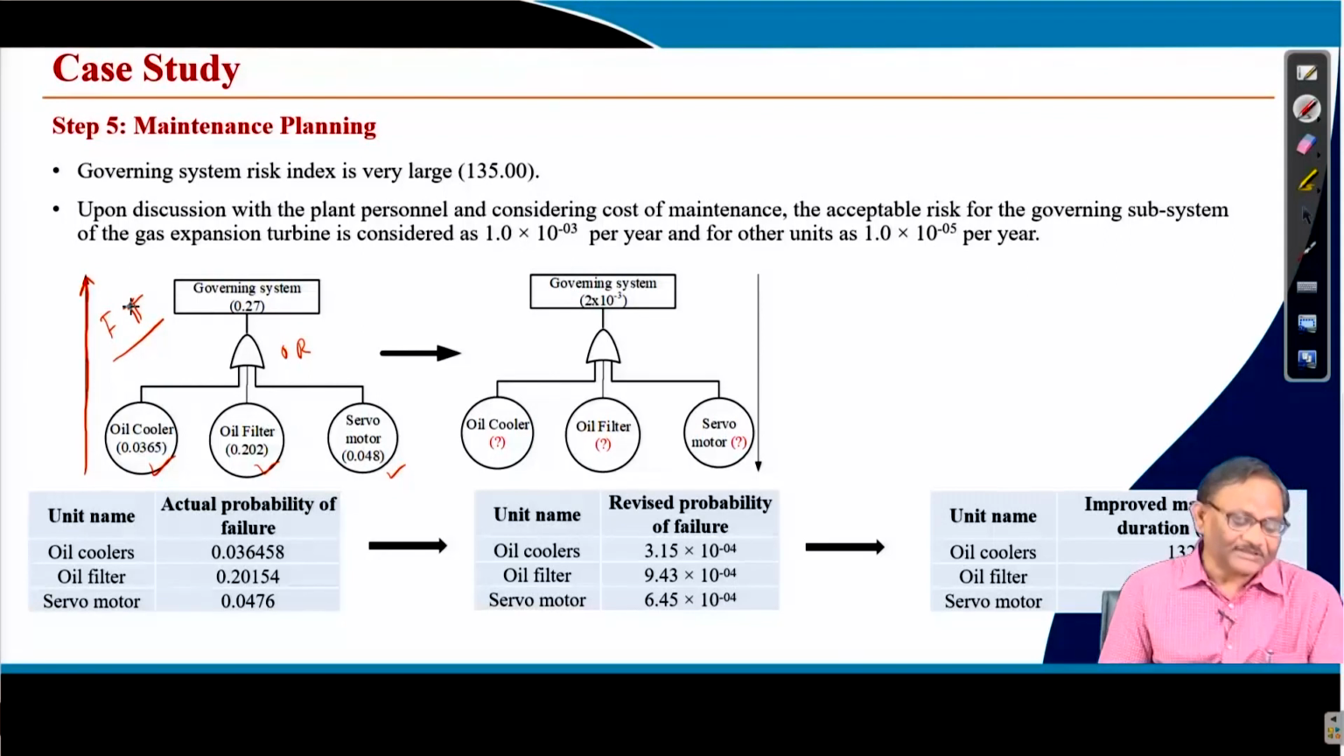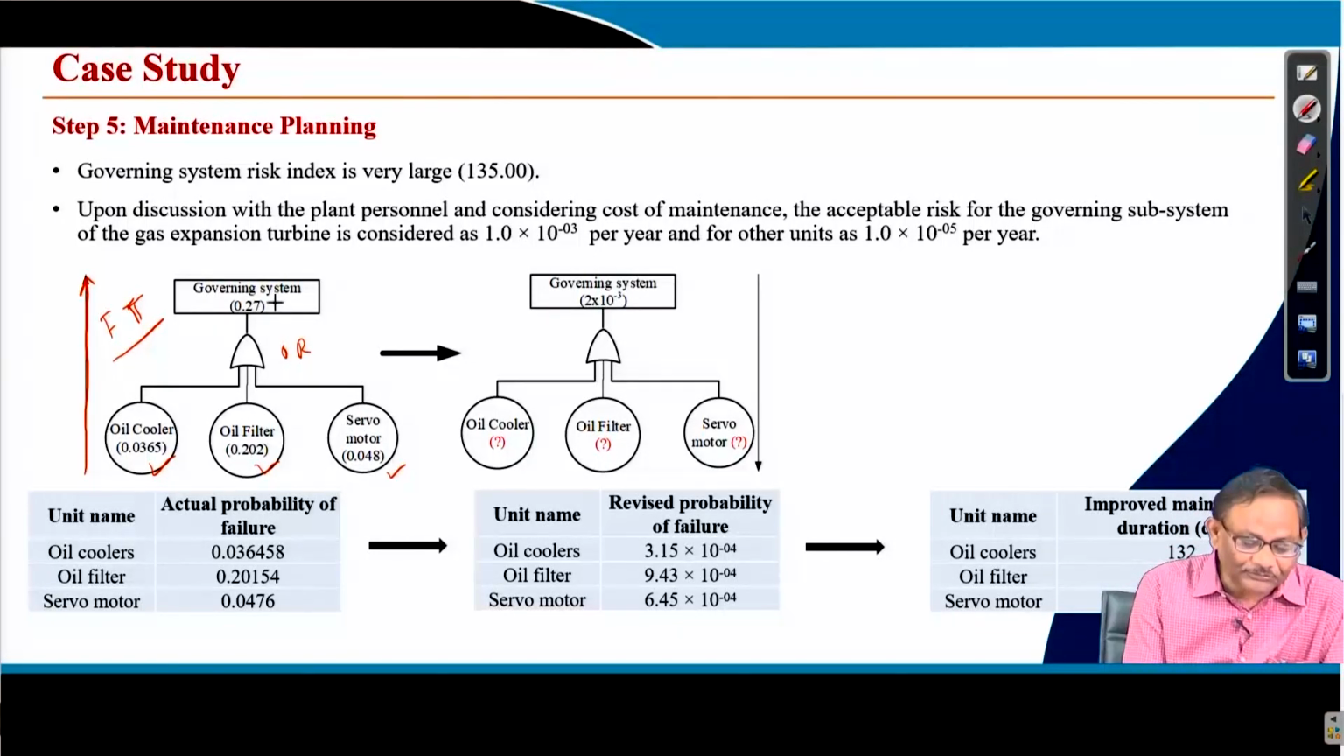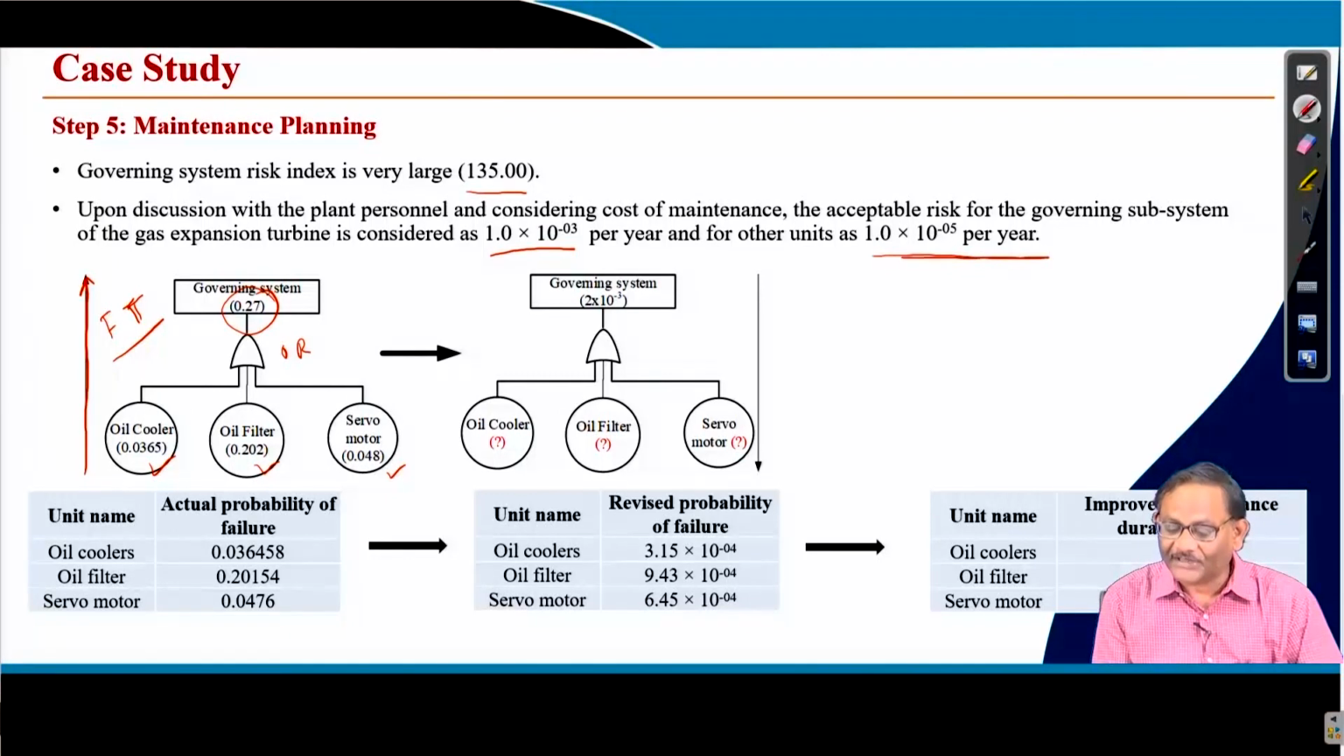In fact, I have not discussed here that we have created fault trees for other units also. Now you see that your failure probability value is 0.27, and your risk value is 135. Now what we decided, after talking with the plant personnel and considering the cost of maintenance, is that the acceptable risk for the governing system is 10 to the power minus 3 per year, and for others 10 to the power minus 5. Actually I told you earlier that we consider 10 to the minus 5 here.